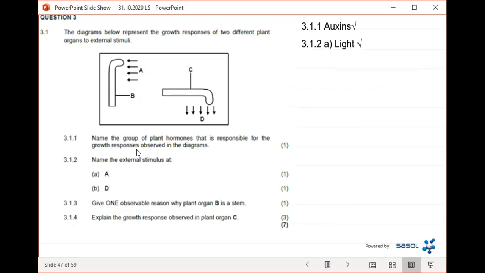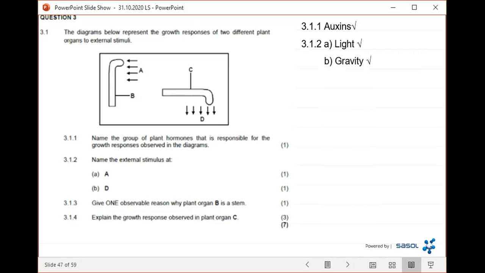So this is if you do not know, or you are confused, or you forgot, right? It's also just a helpful technique to first read through all your questions and then go back to the first question or to the description of the question and then do the question, just to get an overview of what you are asked and what you should be looking for. Okay, then question 3.1.2b. We're supposed to name the external stimulus at D, and that would be gravity, right?